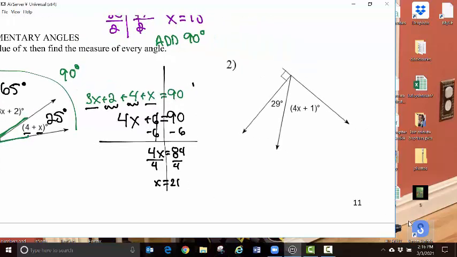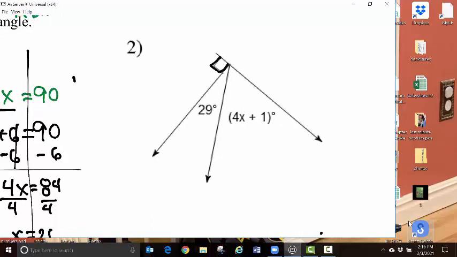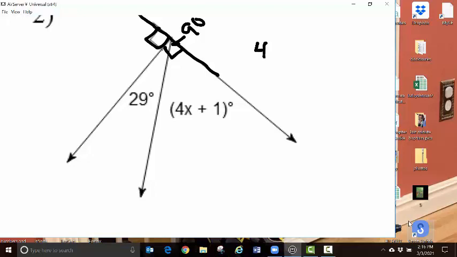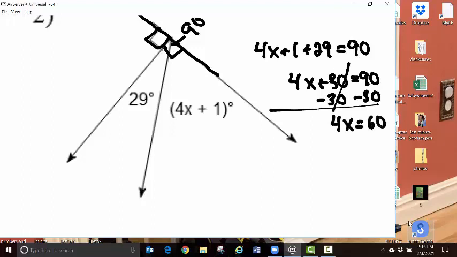Last but not least, literally last, is number 2. Okay, if this is 90, all of these angles form a straight line, which must mean they add to 180. So these two as well must be 90. So then we could say 4x plus 1 plus 29 equals 90, which gives us, if we combine like terms, 4x plus 30 equals 90, minus 30 from both sides, 4x equals 60, divide by 4.